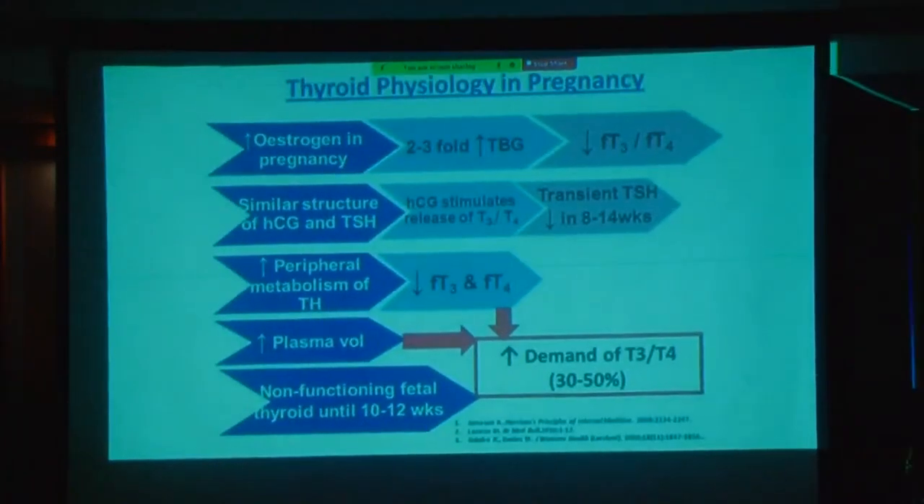Finally, the increased estrogen will produce a 2 to 3 fold increase in thyroid binding globulin. A structural similarity with the HCG will produce an increased amount of T3, T4 levels, causing transient hypothyroidism. This is what is important. Due to all those things, the demand for thyroxine will be increased throughout the pregnancy.